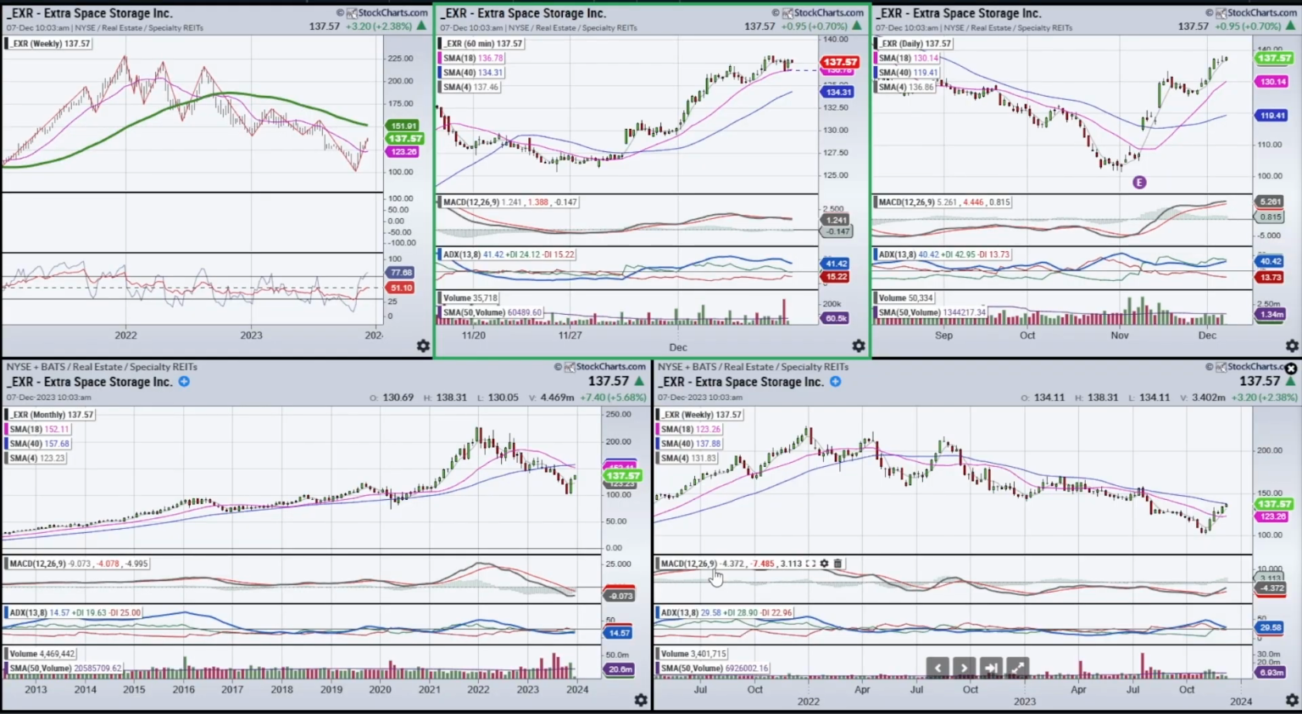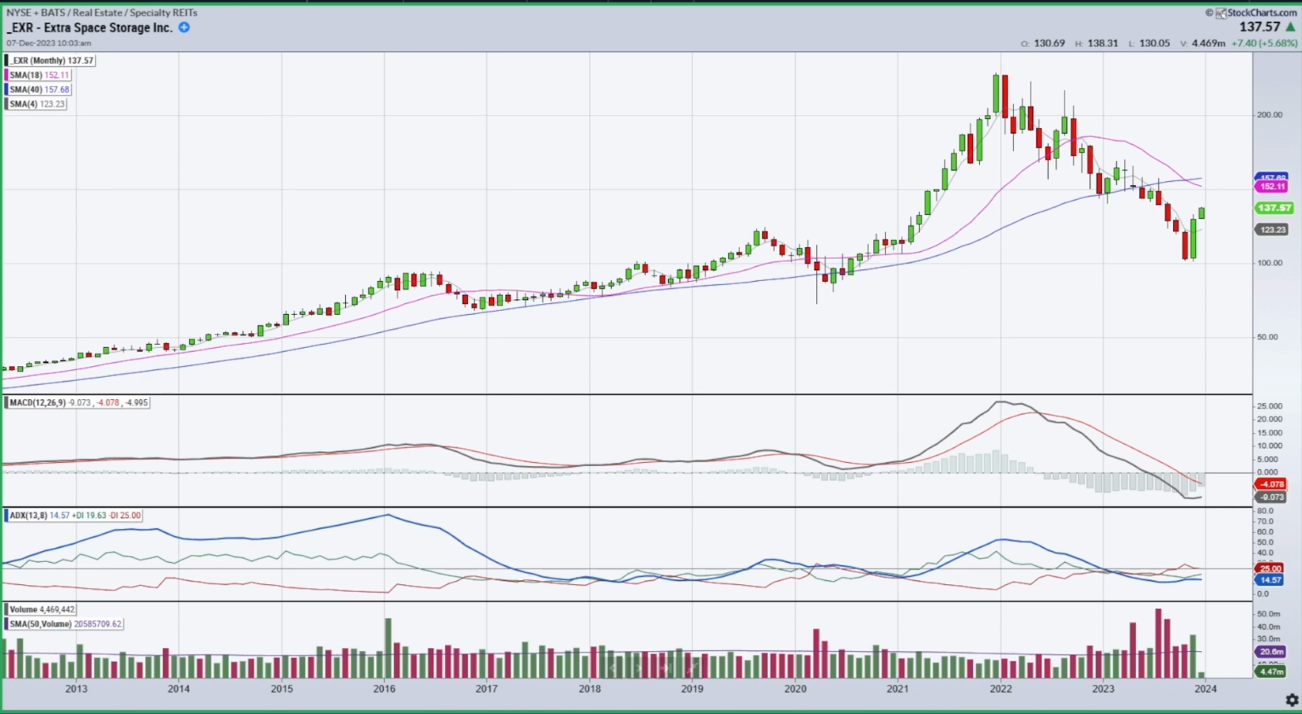All right, let's look at EXR. I do like the dynamics of this. What I mean by that is we get this move to the downside with some pretty big volume, almost looks climactic. We had strong ADX to the upside. Now I'm on a monthly chart and then we get a move to the downside and we don't really have a lot of strength in the decline.